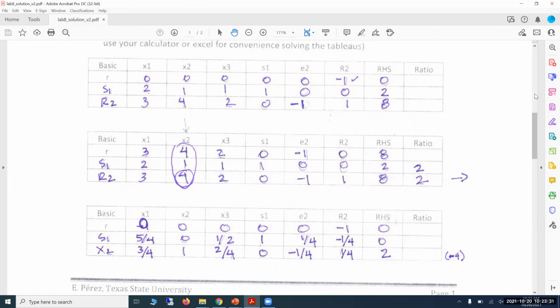Artificial? Yeah. So and they have the same ratio. You pick one of them. The decision is made if you have to decide between an artificial and non-artificial, you always select the artificial. But if there are two, then you pick either one.